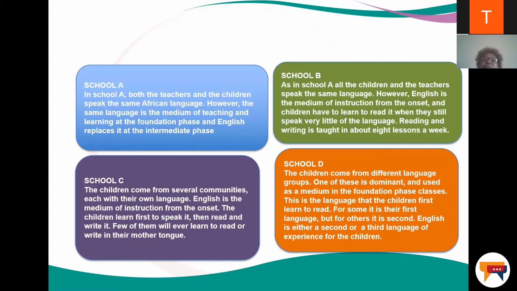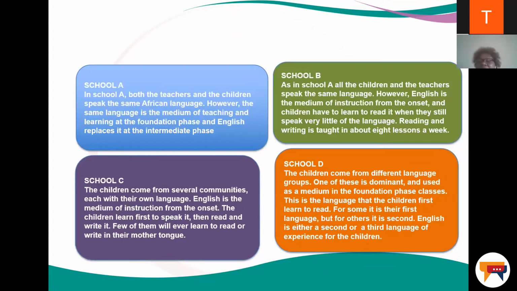In school B, you'll find that all the children and the teacher speak the same language. However, English is the medium of instruction from the onset, and children have to learn to read it when they still speak very little of the language. Reading and writing is taught in about 8 lessons a week. Let's look at school C. The children come from several communities, each with their own language. English is the medium of instruction from the onset, meaning from grade R. The children learn first to speak it, then read and write it. Few of them will ever learn to read or write in their mother tongue.